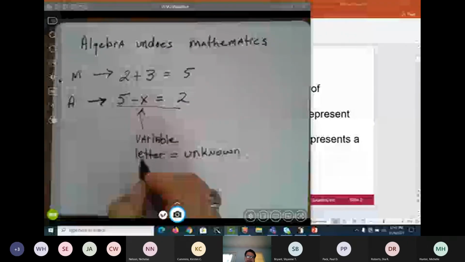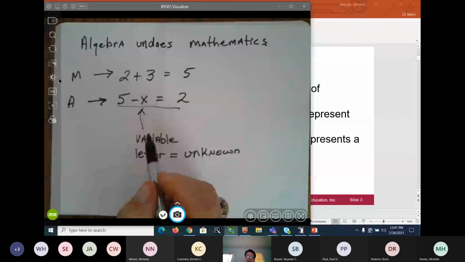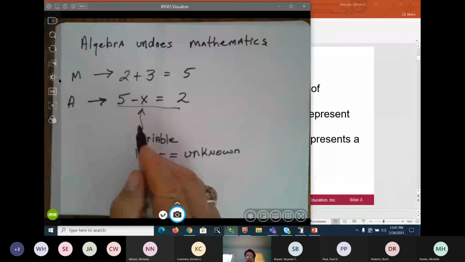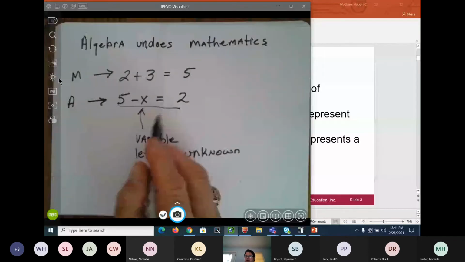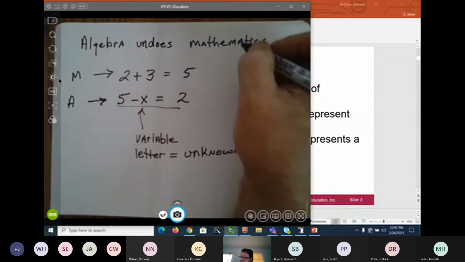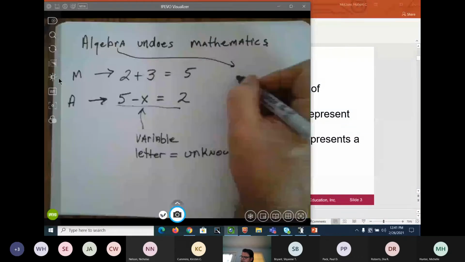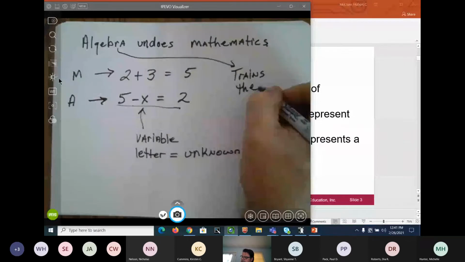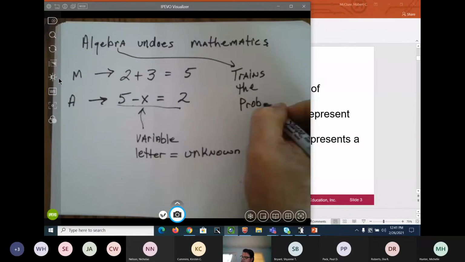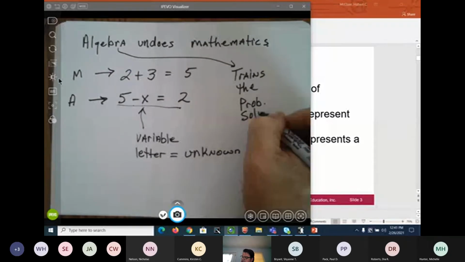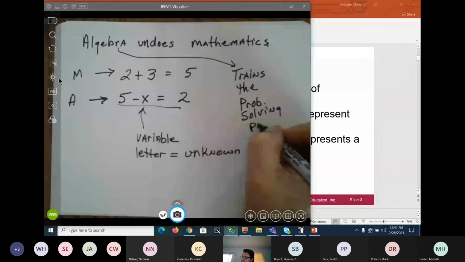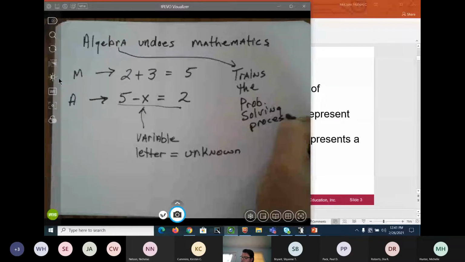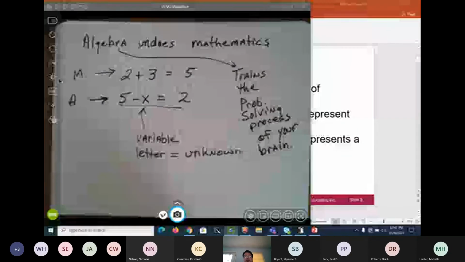It trains the problem-solving process of your brain. Okay? It's not to complicate things, and it's not to do things that you'll never use. No, it trains. Algebra trains the problem-solving process of your brain. Algebra and calculus. That's what algebra and calculus does.